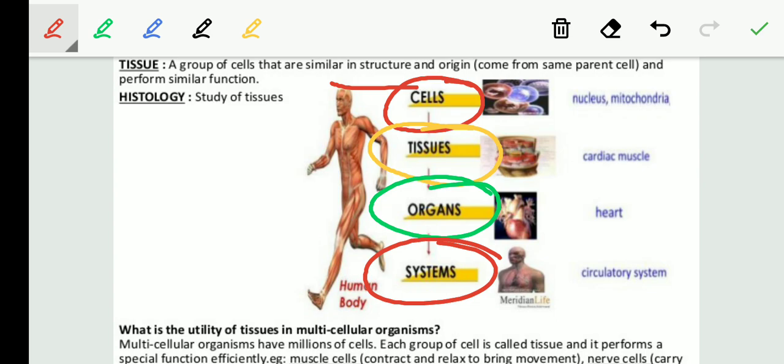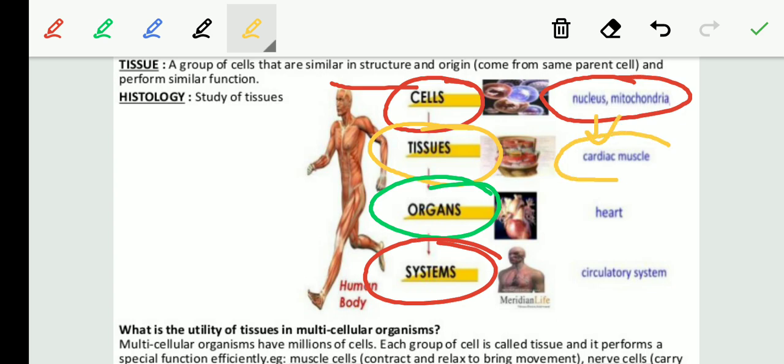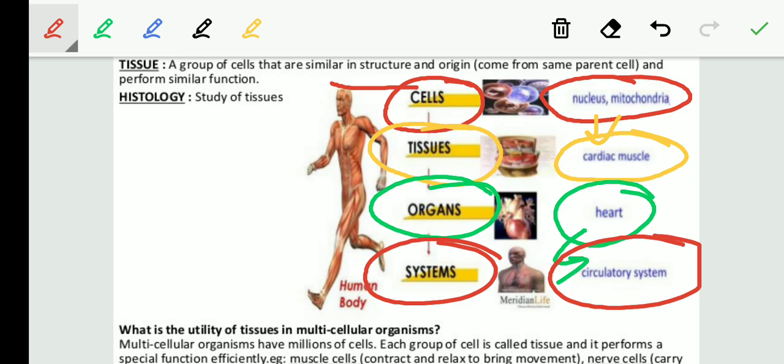Students, we can consider a cell, like we have nucleus or mitochondria, right? Now, talking about the tissue, what is tissue here? For example, I am taking cardiac muscle. It is a tissue, right? Now, what is organ here? Cardiac muscle is basically related with which organ, students? Heart, human heart, right? And heart basically is a part of which system? It is part of the circulatory system. I hope I am clear, students.